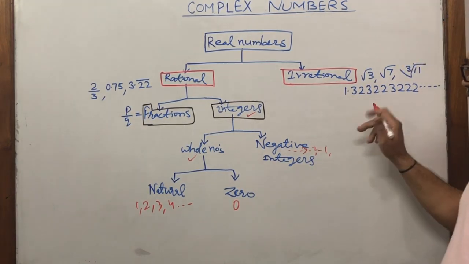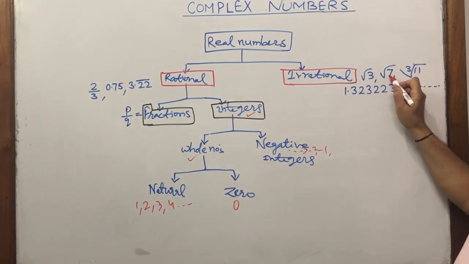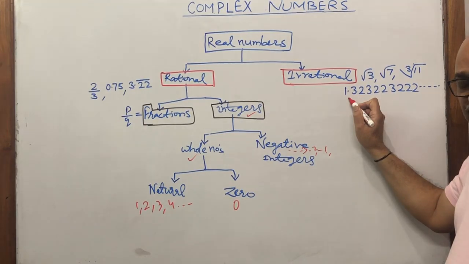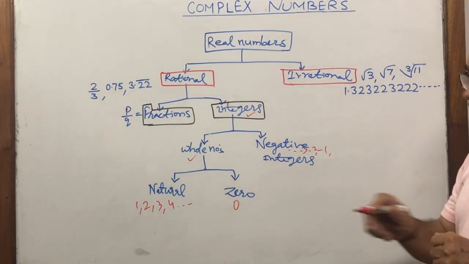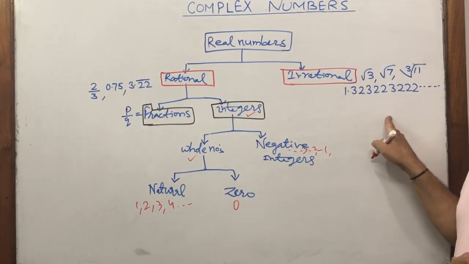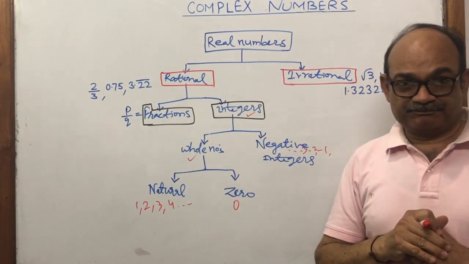Then the irrational numbers: √3, √7, cube root of 11, or the second form, which will not be in the recurring form, not in the terminating form. Other than recurring and terminating, the numbers are said to be irrational numbers. So all these numbers are real numbers.